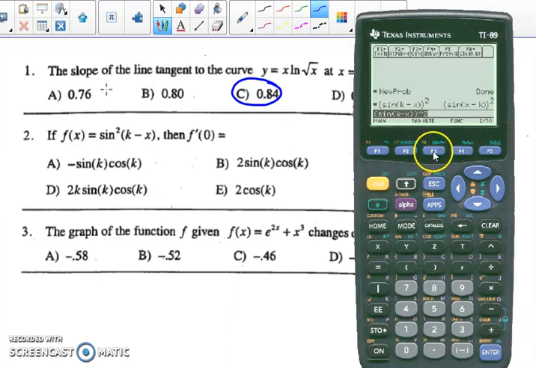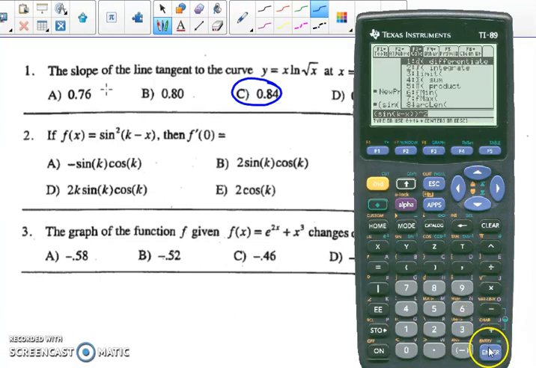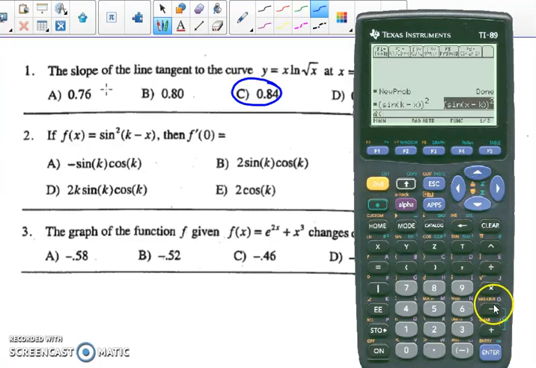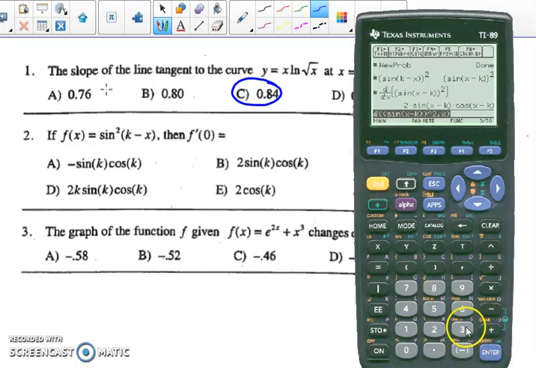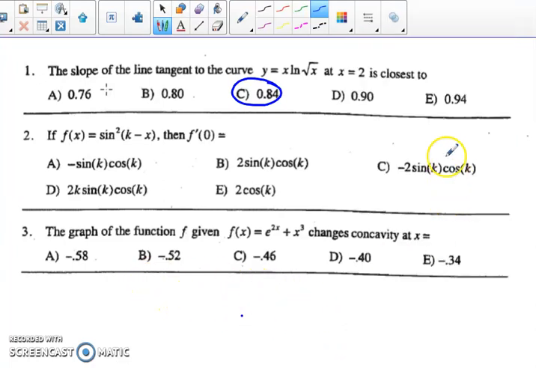So there's my function. To differentiate, I'll go up to F3 calculus, differentiate, grab my function, pull it in, comma x to tell it to take the derivative with respect to x, and there's the derivative, but now we want to evaluate it at 0. So such that x equals 0, enter, and I get negative 2 sine k times cosine k, which is C.